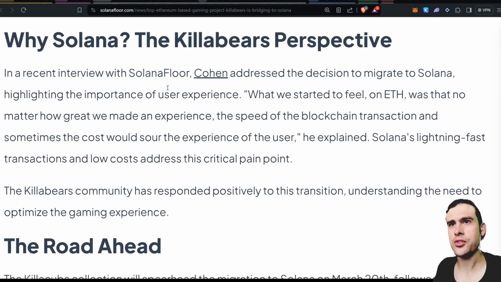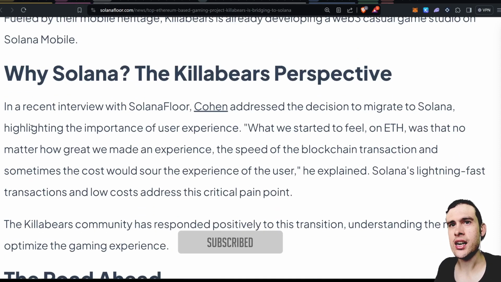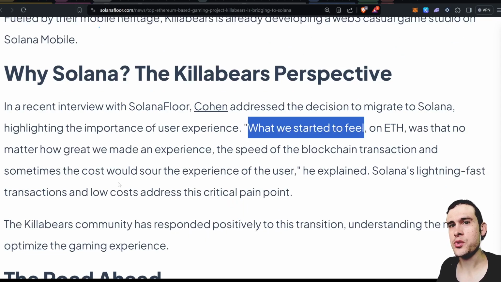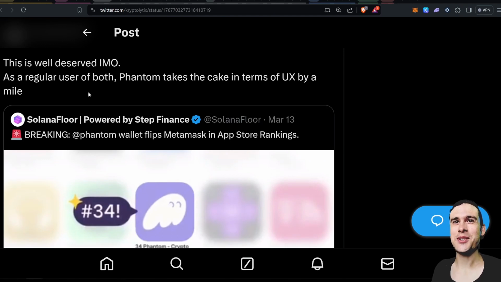And in a recent interview with Solana Floor, Ben Cohen, who is the Killer Birds CEO, addressed the decision to migrate to Solana, highlighting the importance of user experience. And he's saying what we started to feel on ETH was that no matter how great we made the experience, the speed of the blockchain transaction and sometimes the cost would sour the experience of the user. And yeah, I would say that's pretty accurate. Solana's lightning fast, low transaction costs would absolutely alleviate this critical pain point. So that's pretty bullish.